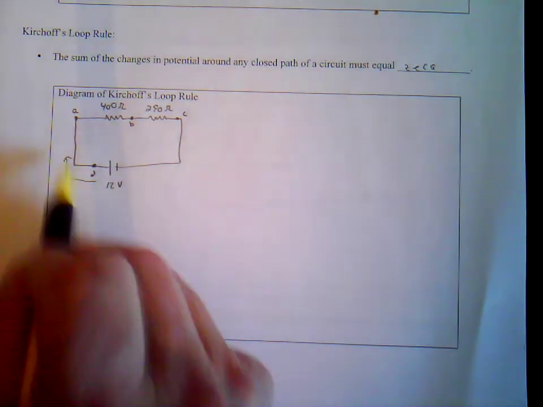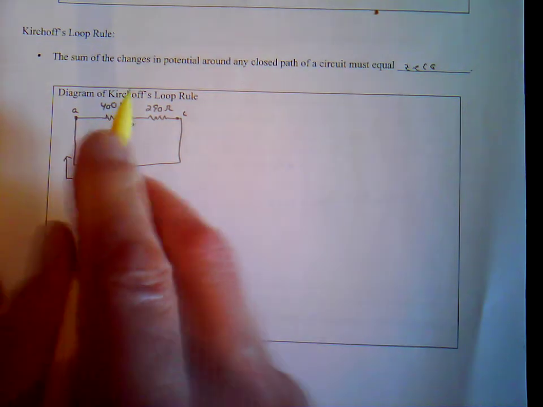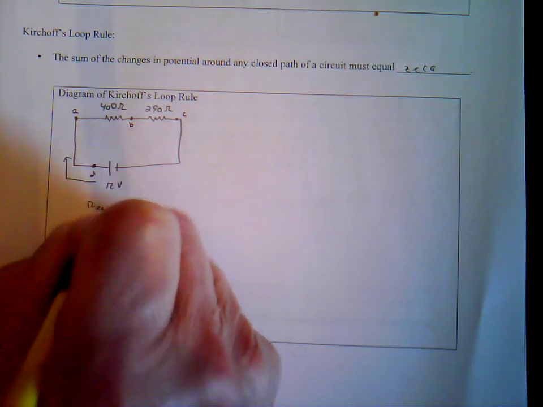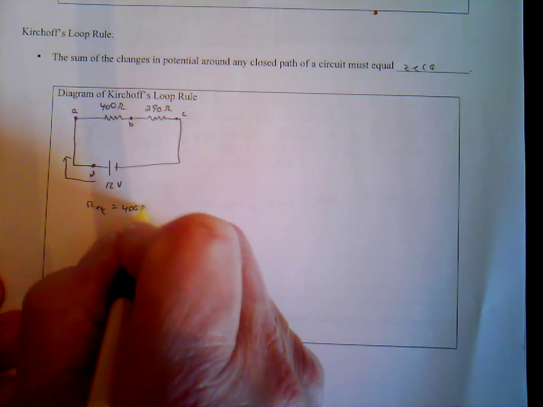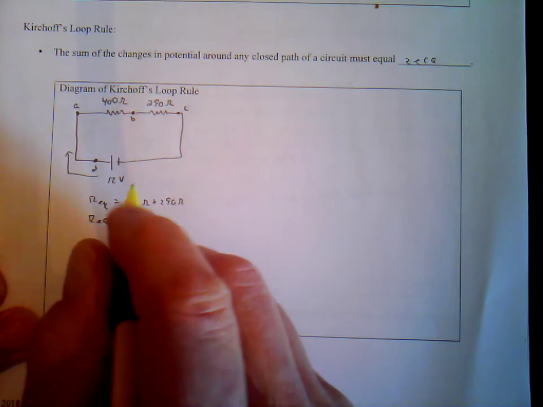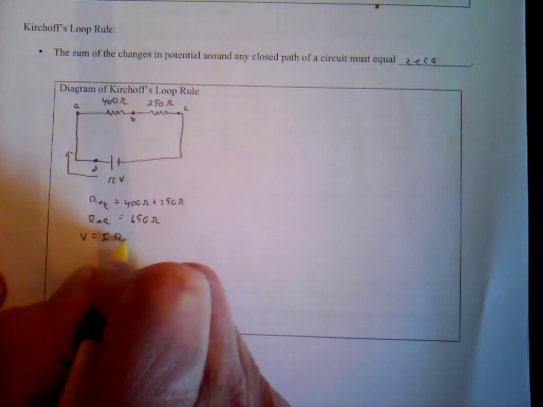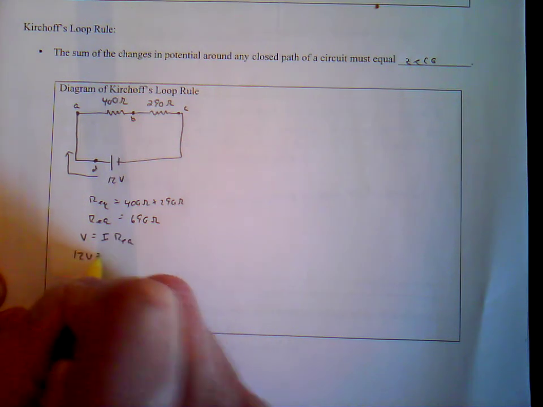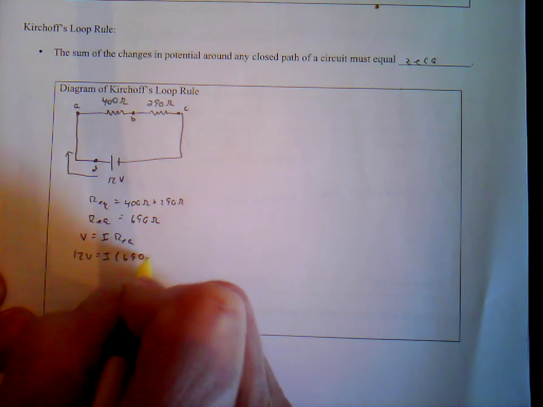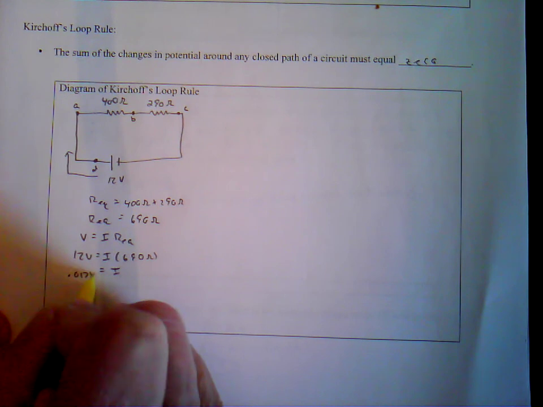Now, because this is a series circuit, all the current flowing through that circuit is the same. So we can figure out the total current going through there. We have to figure out the equivalent resistance, which is simply the sum of those resistors, which is 400 ohms plus 290 ohms. So we get this equivalent resistance to be 690 ohms. To figure out the current, take the voltage, which is the current times the equivalent resistance. The voltage is 12 volts. Current times 690 ohms. We get this current to be 0.0174 amps.